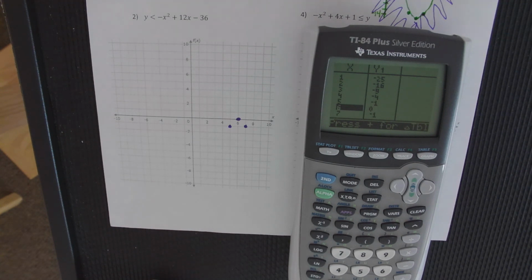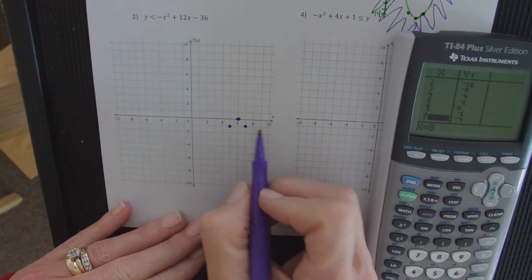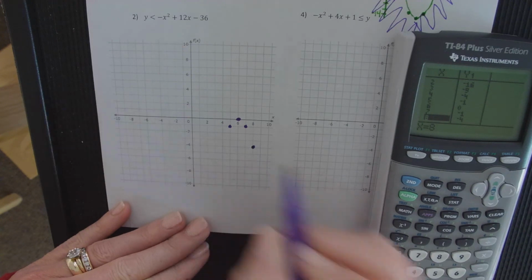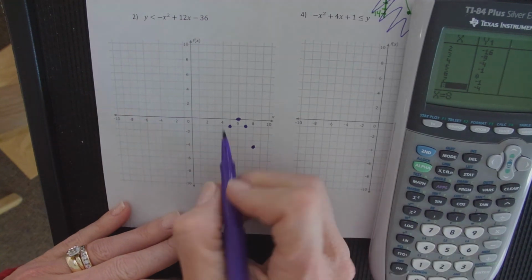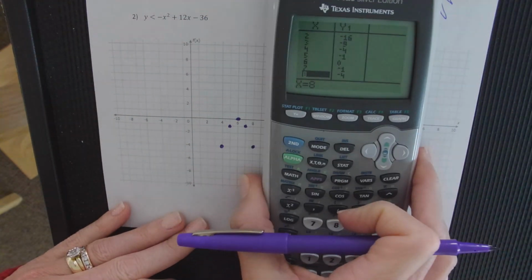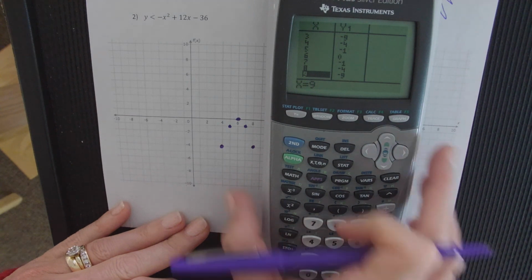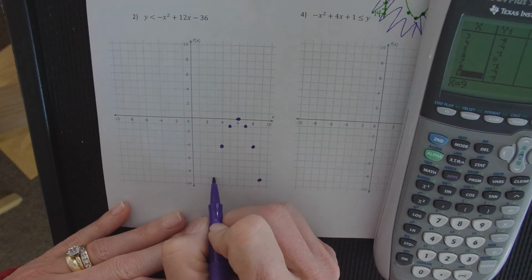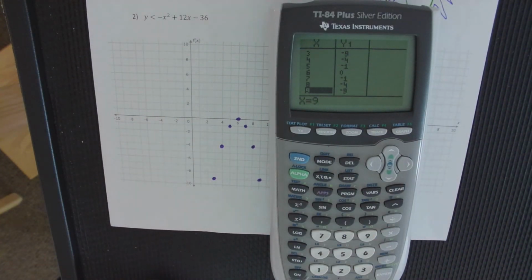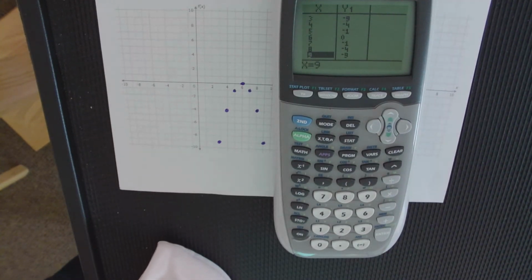At 5, it's -1. What's the next number? I did 7, now I'm going to 8. What is the y-coordinate of 8? -4. Plot it. 8, -4. So at 4, it should also be -4, and it is. All right, let's do one more set. 9. What is 9? 9, -9. 3, -9. And we're done. Solid or dotted line? Dotted.